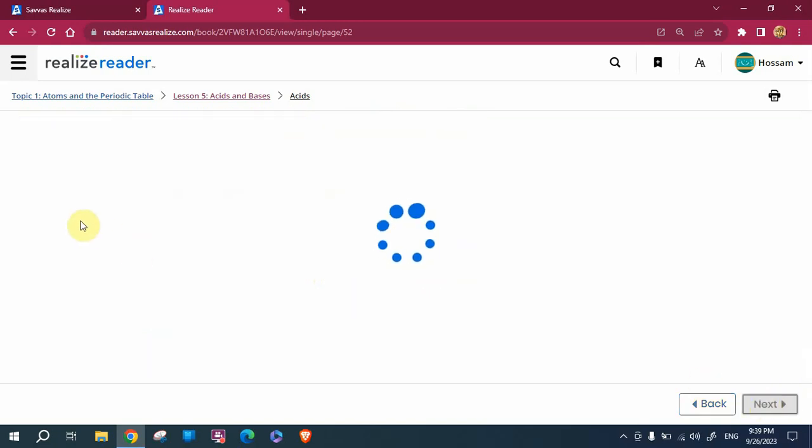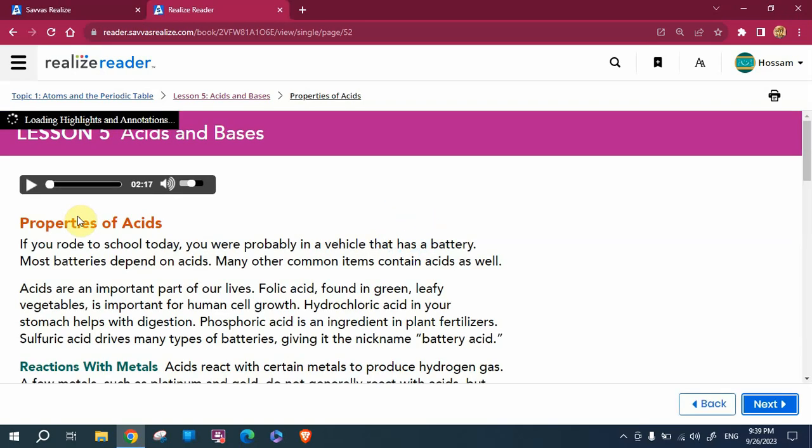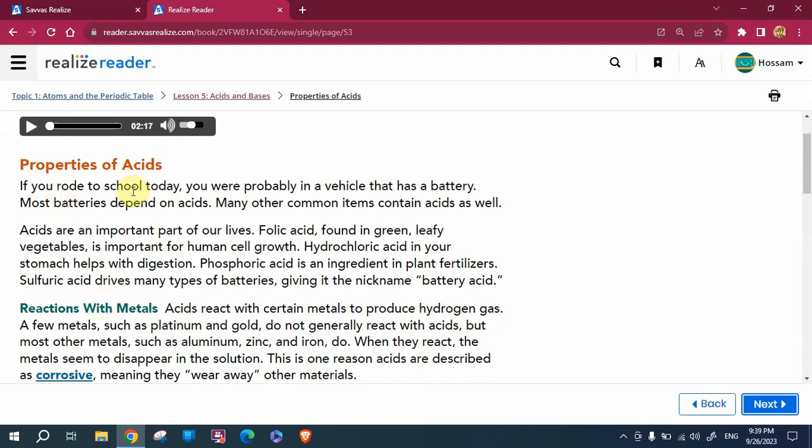But actually our lesson is about acids. So the very important part on the previous page is the properties of acids. If you rode to school today, you were probably in a vehicle that has a battery. Most batteries depend on acids. Of course all cars have a battery, and the battery depends on the presence of acids. Many other common items contain acids as well. Acids are an important part of our lives.